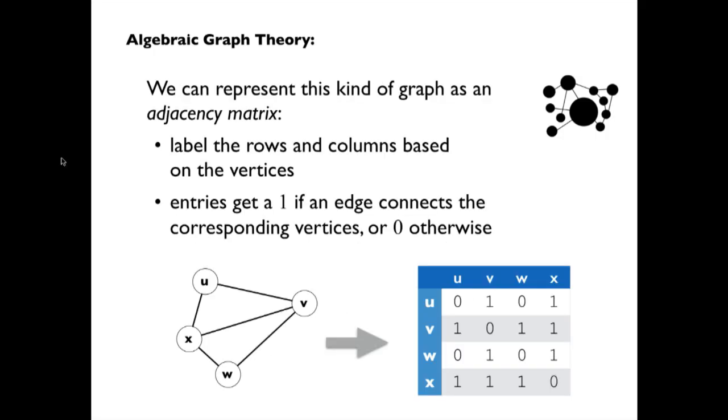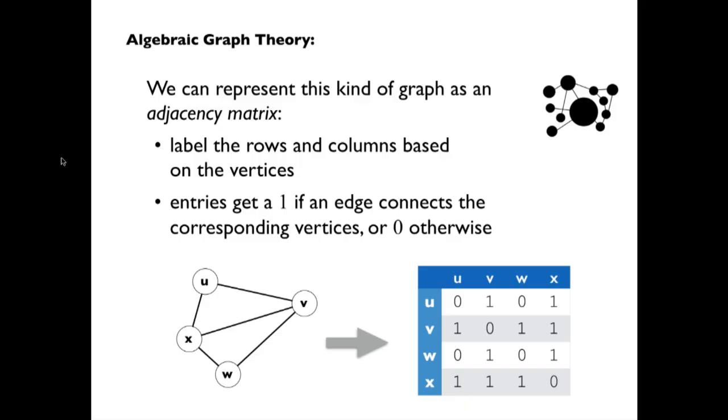I just want to underscore the fact that real-world data is full of graphs. One thing that's very interesting is that we can take a graph like this one and represent it in terms of a matrix. That's called an adjacency matrix. The way to do it is to label the rows and columns of the matrix based on the vertices, and then populate the entries. Each entry gets a 1 if there's an edge connecting the corresponding two vertices, or a 0 otherwise.